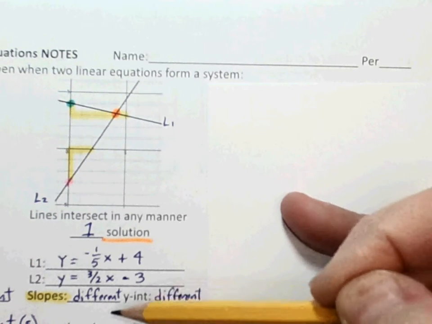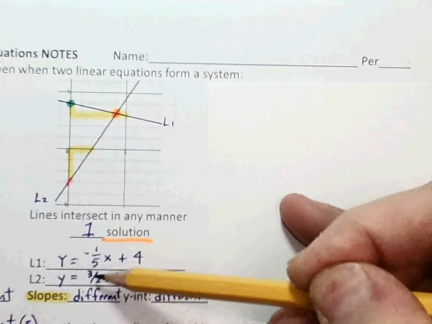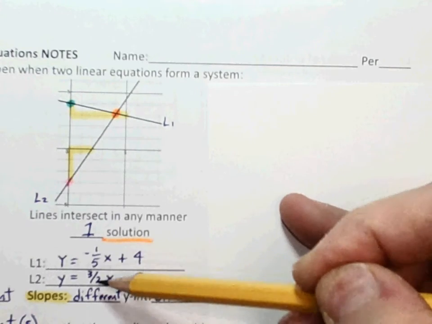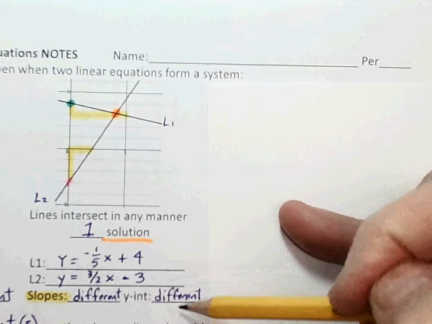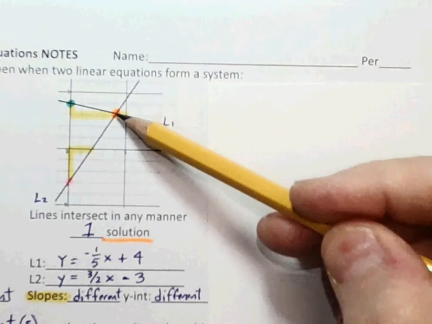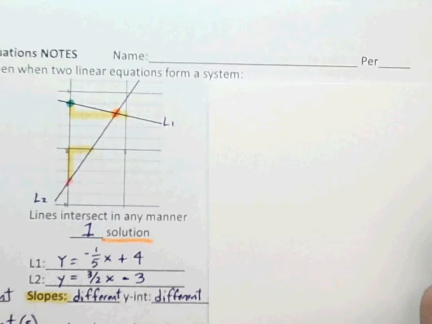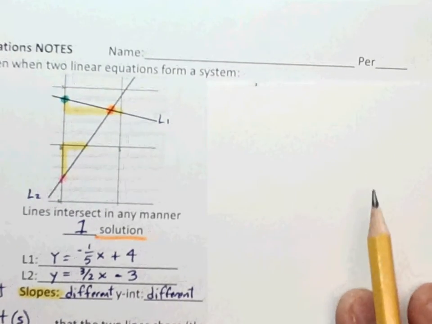So what's the deal with the slopes? The slopes are different, and I don't care how. And the y-intercepts are different. So whenever you have different slopes, your two lines are going to be guaranteed to cross. All right, what's the third thing that can happen?